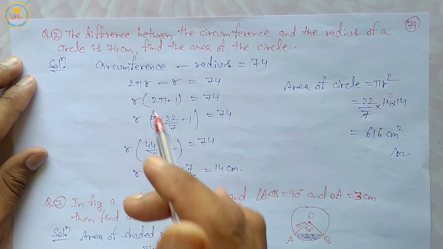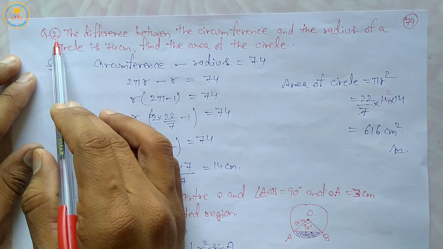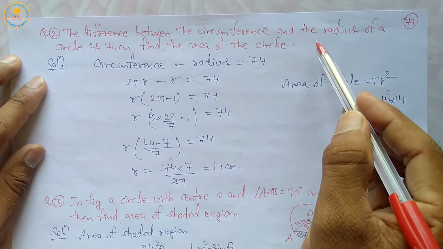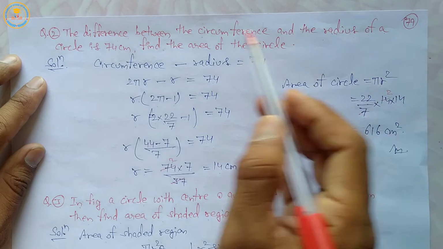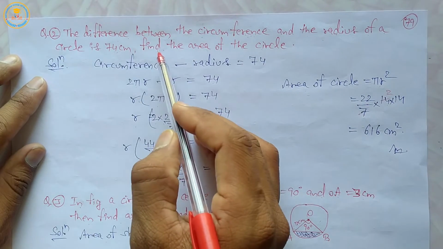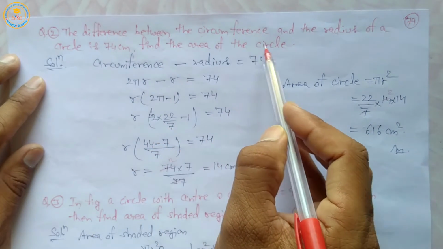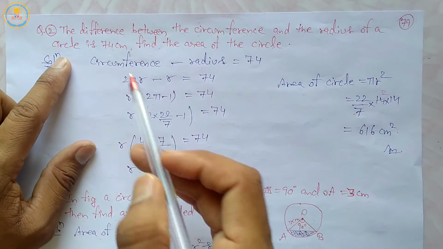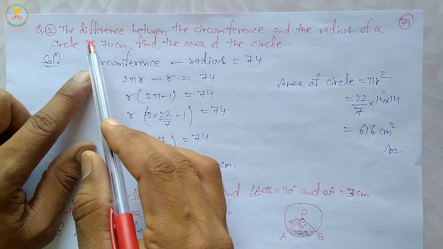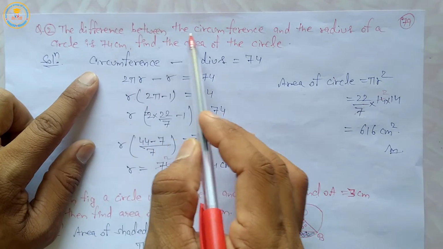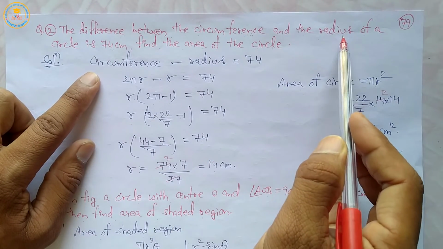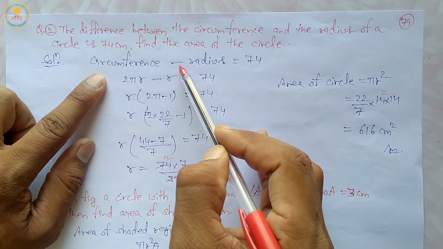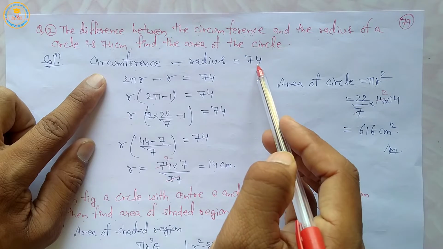Next question. Question number 2. The difference between the circumference and the radius of a circle is 74. Find the area of the circle. Okay, area of circle, calculate. Given in the question, the difference between circumference and radius is given as 74.